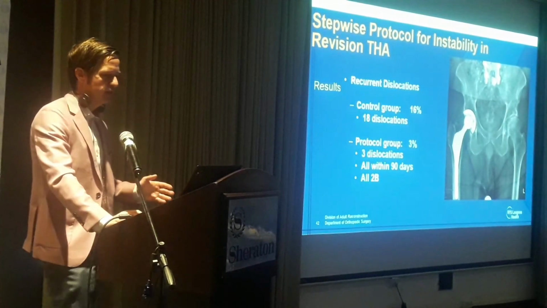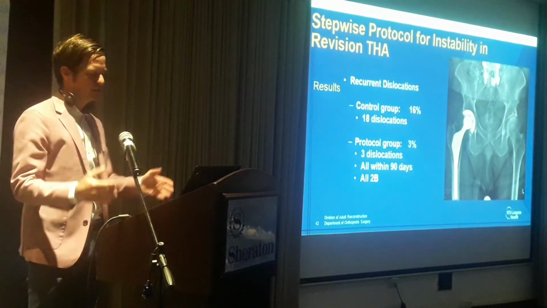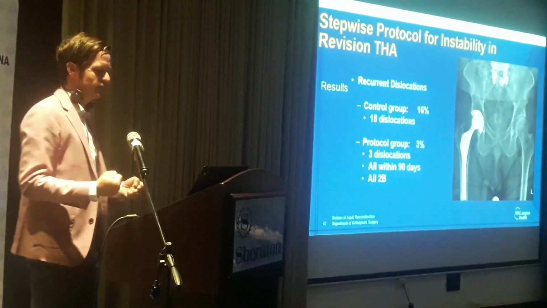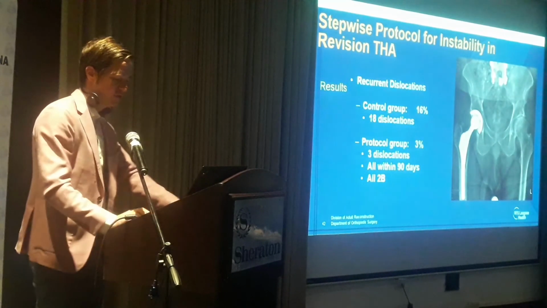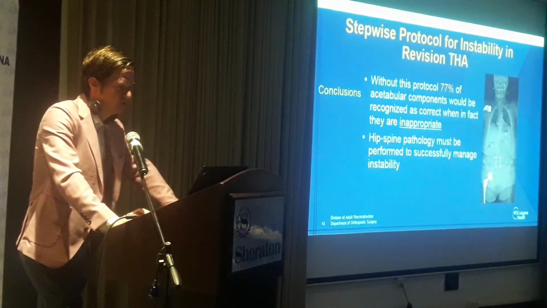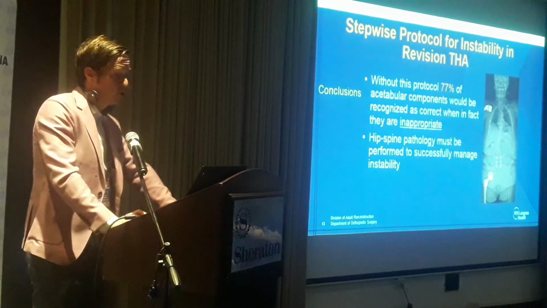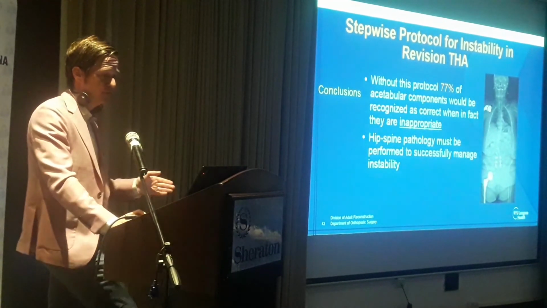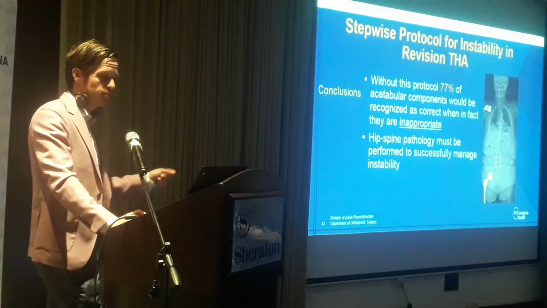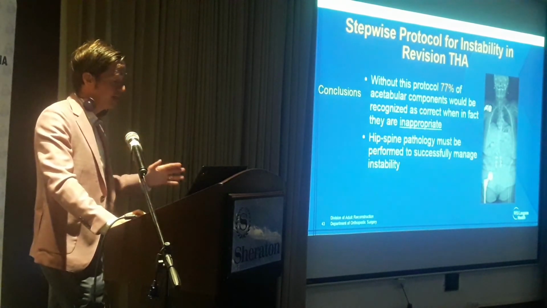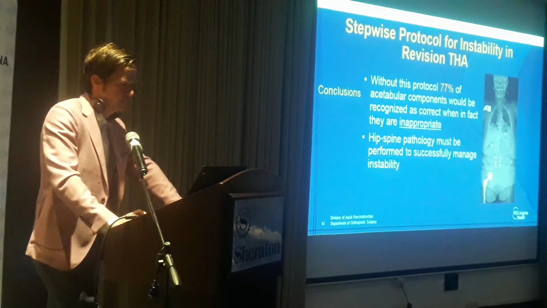The reason that's more difficult is that when you sit, those hips are at risk posteriorly, but when you stand, they're at risk anteriorly. So those are the really tough ones, and I would congratulate them on getting that number down so low. So without this protocol, 77% of the hips that they evaluated at the time of the dislocation would have been assumed to be in the right position. So they would have fallen into that type 6 or unknown classification system.